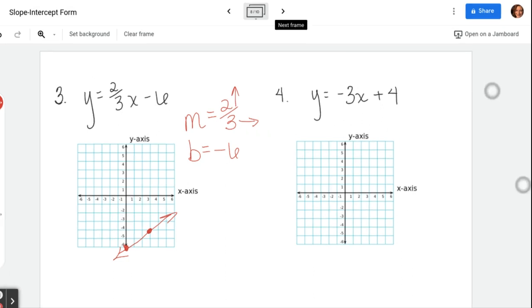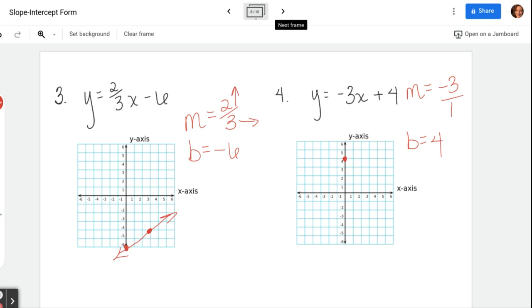Number 4, my slope is a -3. Now you always want your slope to be a fraction. You need to know how many up or down and then how many over. So I'm going to make that -3 over 1. My y-intercept is a +4. So my starter point is going to go up to 4 on the y-axis.